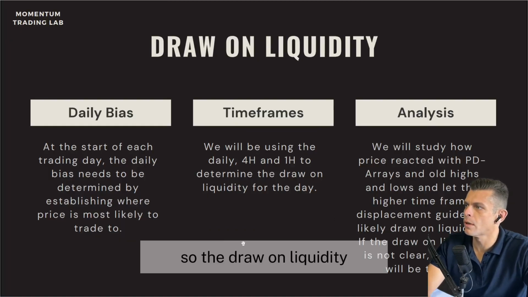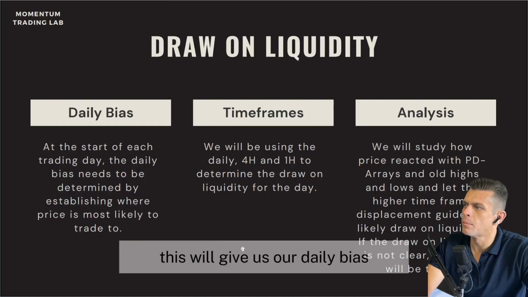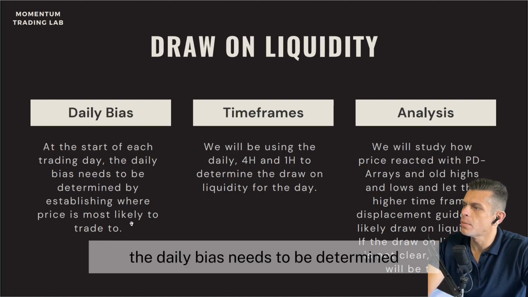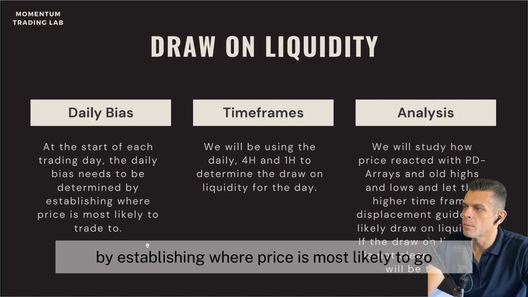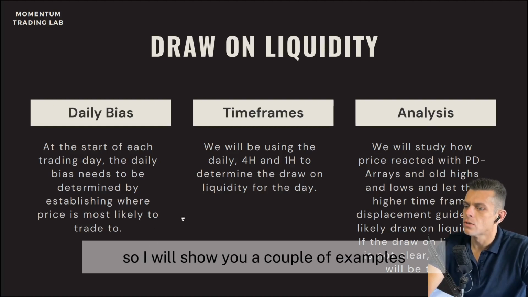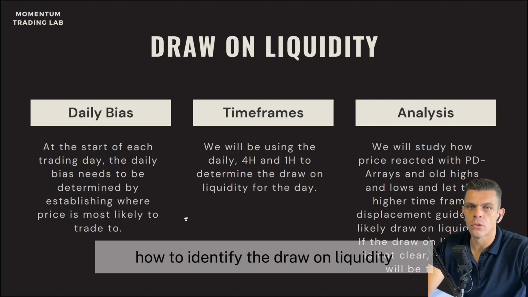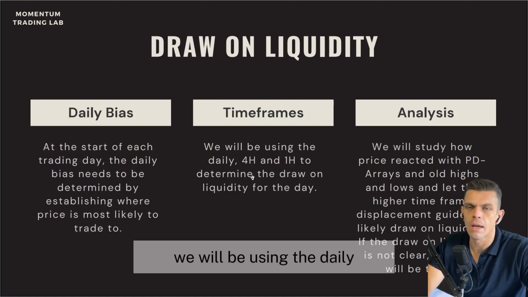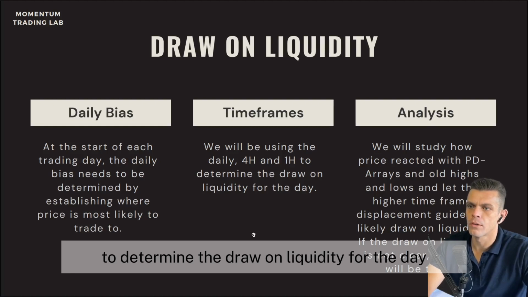So the draw on liquidity will give us our daily bias. At the start of each trading day, the daily bias needs to be determined by establishing where price is most likely to go. I will show you a couple of examples of how to identify the draw on liquidity. It's very simple. Like I previously mentioned, we will be using the daily, the 4-hour and the 1-hour to determine the draw on liquidity for the day.